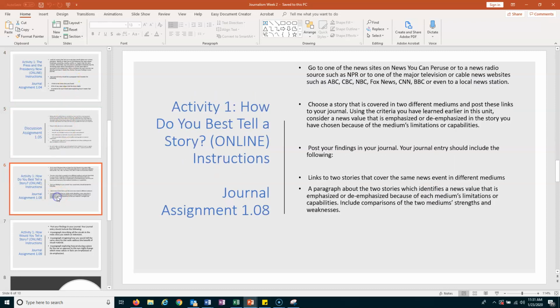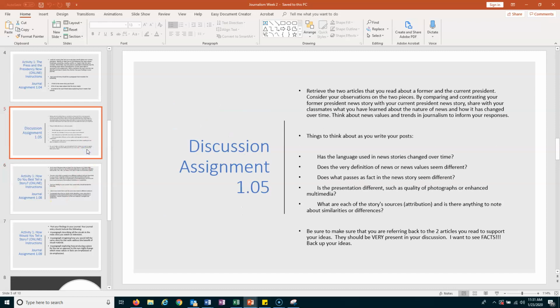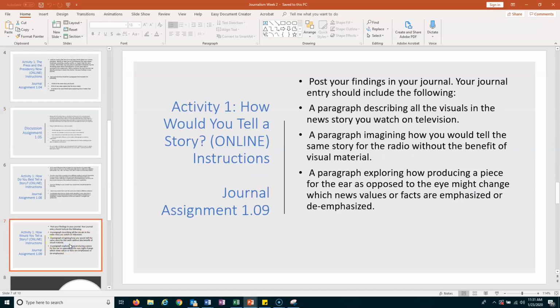The journal entries, remember, are only worth 5 points. The discussion assignment is going to be worth 20 points. On top of that, you have an extra credit opportunity for 1.09 if you choose to do it. So hopefully that clarifies a lot of things for you. Again, for the discussion board assignment, there will be video added next week, so you will be able to see exactly what you need to do.